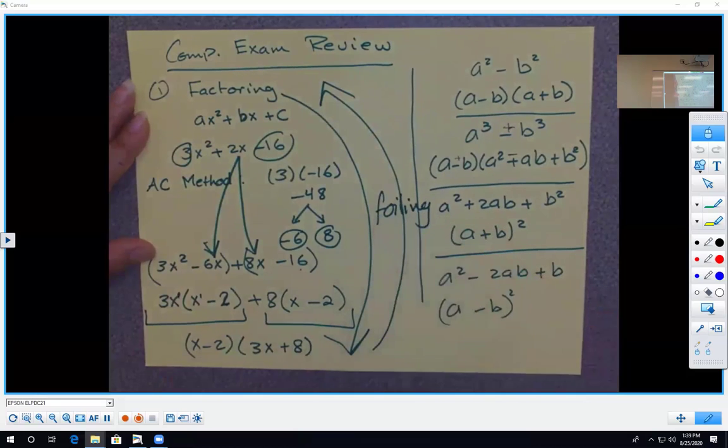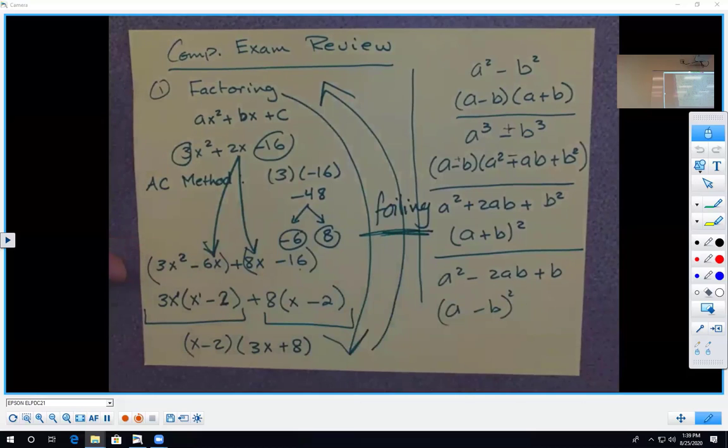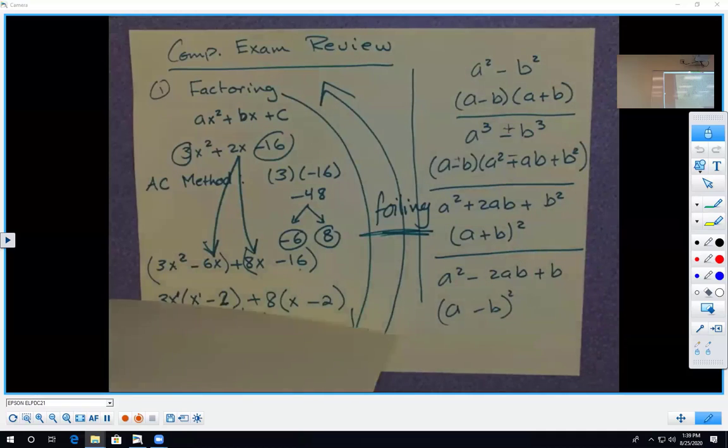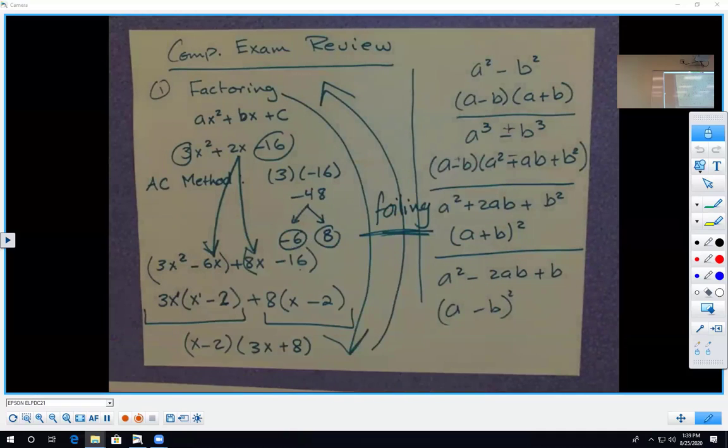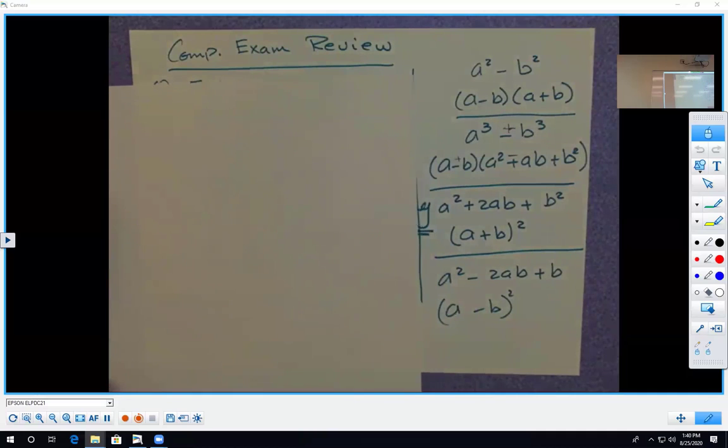Foiling, right? So factoring is opposite to foiling. That's our first example. Okay, let's start with this first rule. This is factoring using the AC method. It's not right here, but it's on one of the sheets. When you pick it up, you will see more examples.